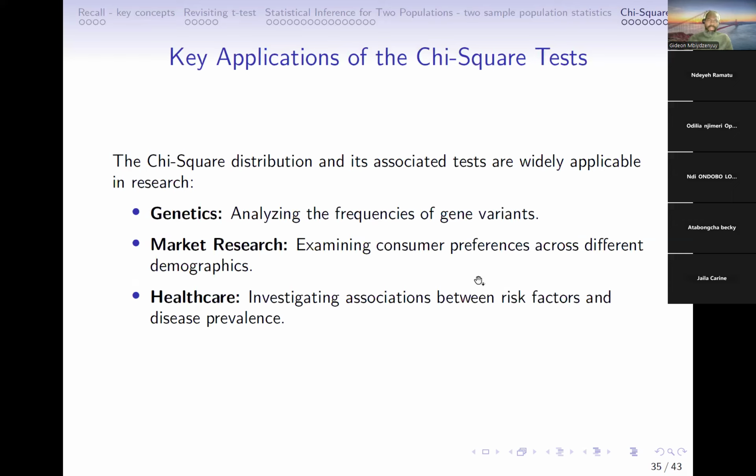So to sum it up, the chi-square distribution and its associated tests are widely applicable in research. For example, in genetics, analyzing the frequencies of gene variations; in market research, examining consumer preferences across different demographics; or in healthcare, investigating associations between risk factors and disease prevalence, and so on.